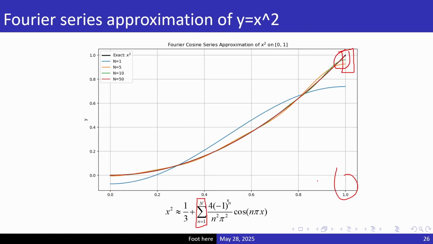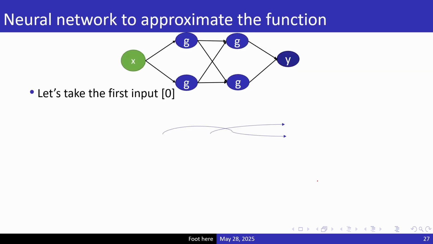So here, A_n, B_n, A naught, and those kinds of things are free variables. But in a neural network, the weights and biases are free variables. We can even use Fourier series as a basis for a neural network. Now we shall approximate this function using the neural network.